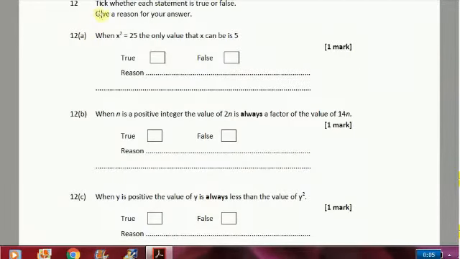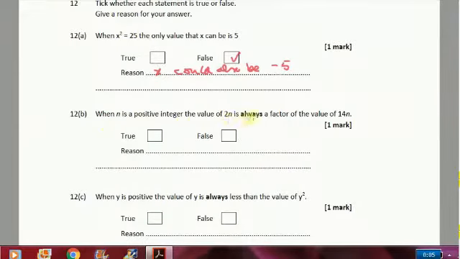Question 12. Tick whether each statement is true or false. When x squared equals 25, the only value that x can be is 5. That is false, because x could be negative 5. Because negative 5 squared is positive 25.